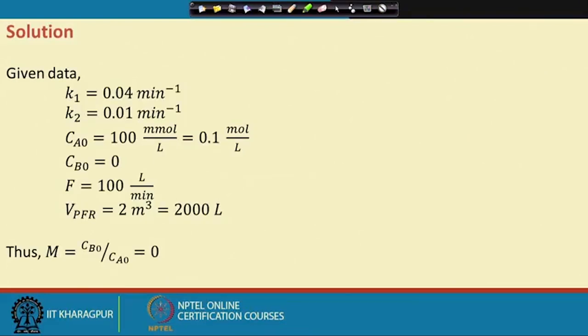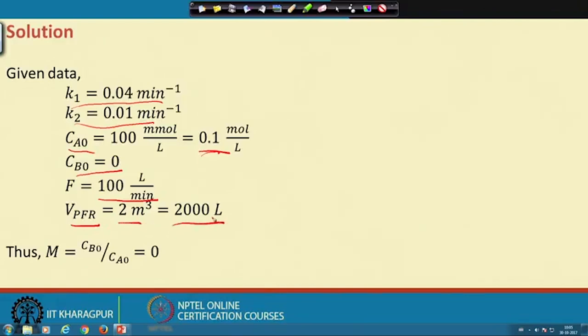Now, as I pointed out before, let me tell you again that when you solve any kind of problem, first please write down what things are given in the problem. So, from the rate equation, we can find K1 equal to 0.04 minute inverse and K2 is 0.01 minute inverse. CA0 you can easily calculate, to find out how much is mole per liter. CP0 is 0. CP0 means at the 0 hour, the product concentration is 0. And flow rate is 100 liter per minute. And the volume of the plug flow reactor is 2 cubic meter, that means about 2000 liters.